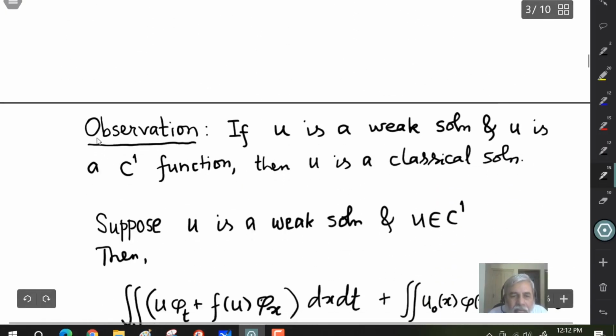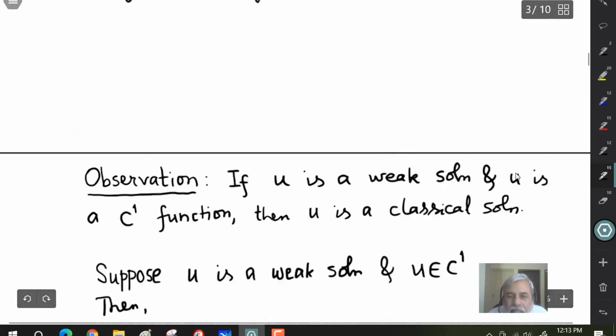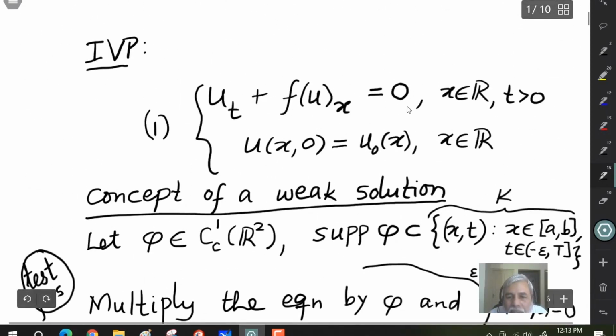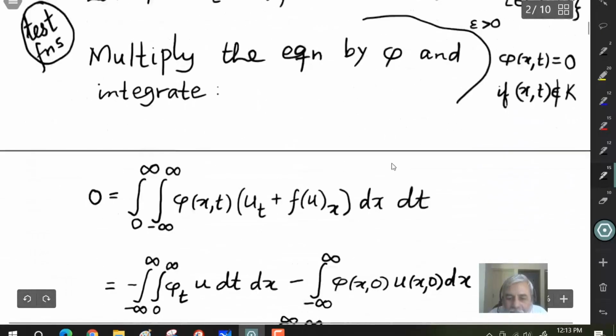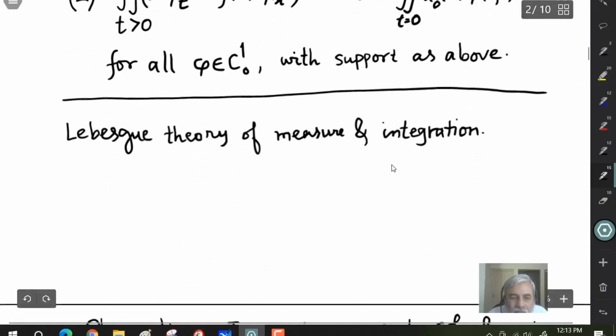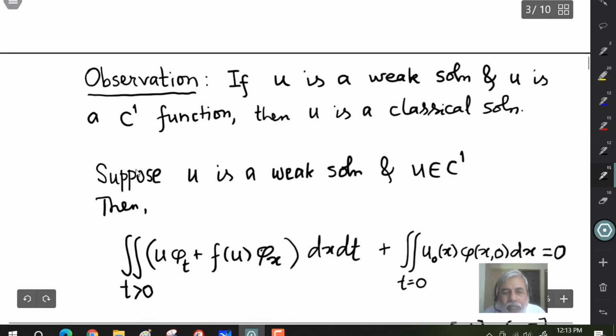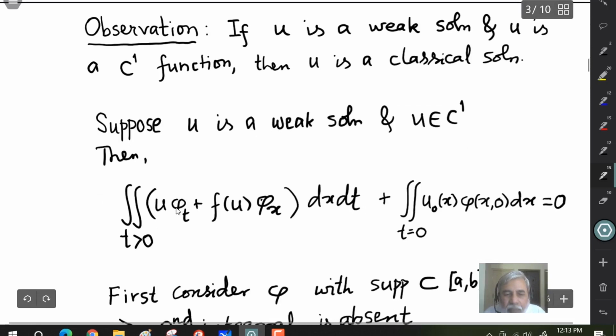So here is that small result. If u is a weak solution and u is a C1 function, then u is a classical solution. That means u also satisfies the equation pointwise and the initial condition. Of course, u need not be C1 for all time. Till whatever time it has that differentiable nature, that will do. For that we just restrict the support of phi.